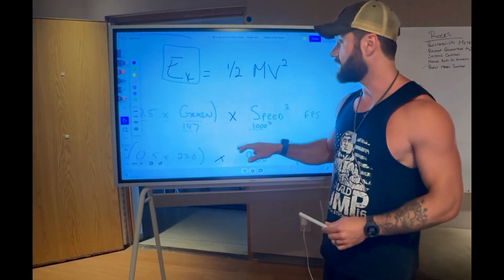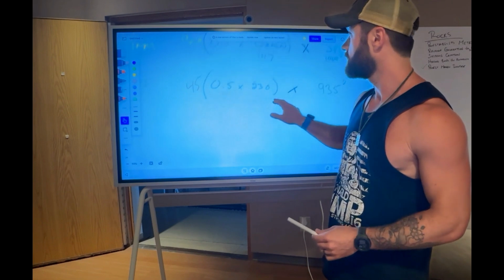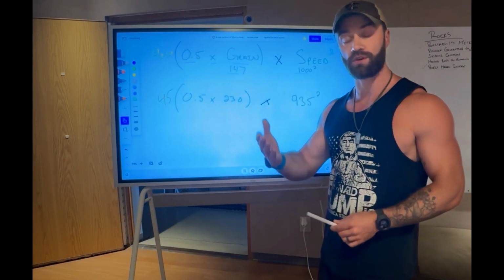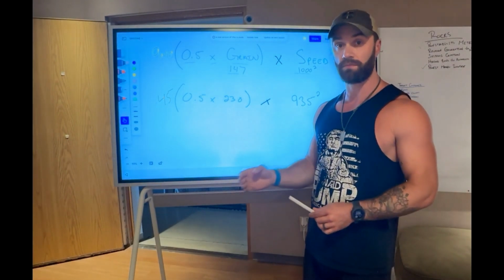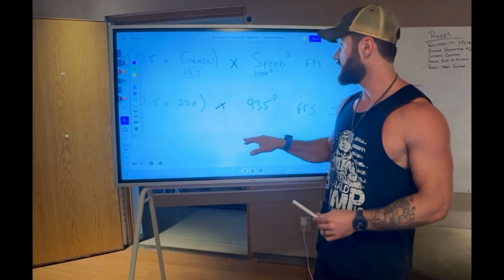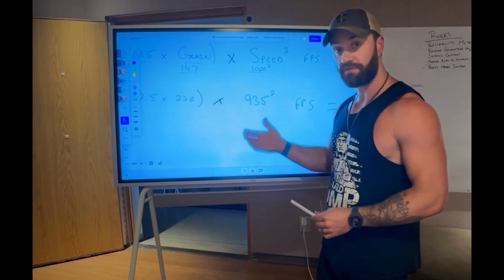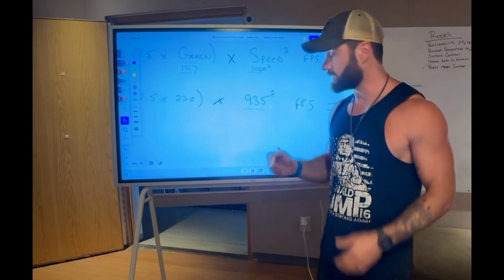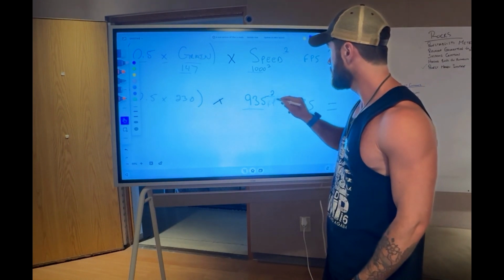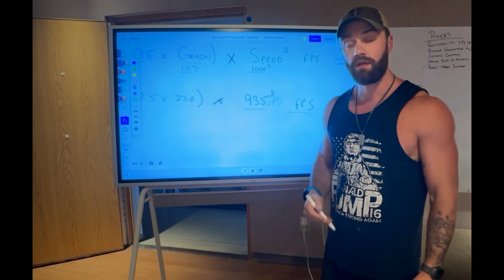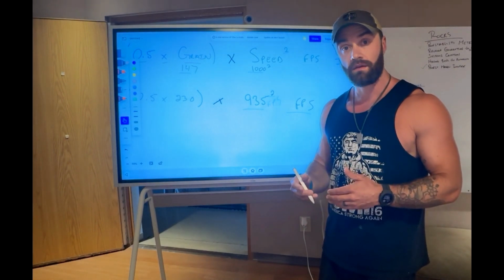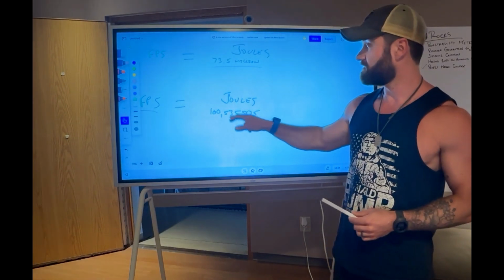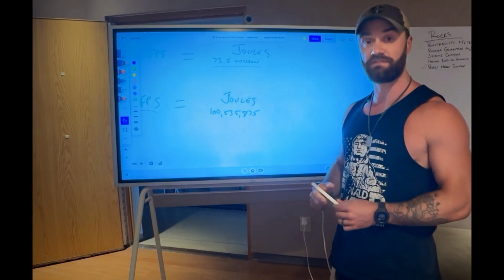Let's take a look at the 45 here. Now if we take the 45 and we take 0.5 times 230, we're using a 230 grain 45 caliber bullet. And we times that by 935, which to the exponential, that's the feet per second, FPS. And I highlighted that there as well. Then we get a measurement of 100,535,875 joules.